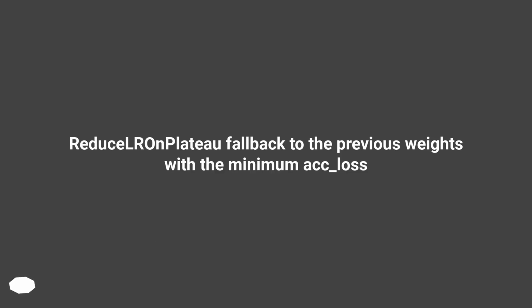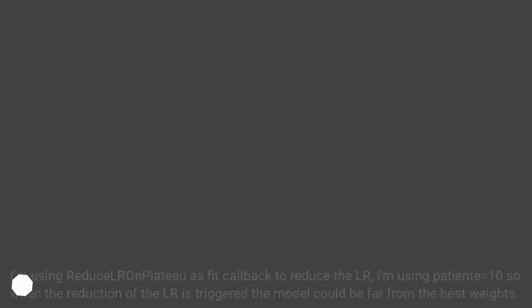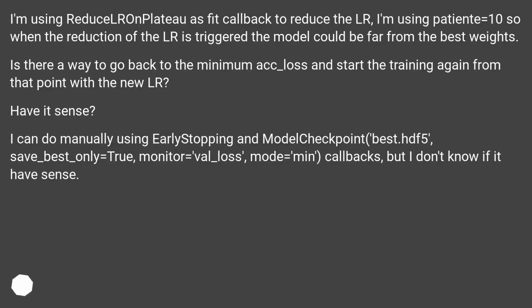ReduceLROnPlateau fall back to the previous weights with the minimum val_loss. I'm using ReduceLROnPlateau as a fit callback to reduce the LR. I'm using patience equals 10, so when the reduction of the LR is triggered, the model could be far from the best weights. Is there a way to go back to the minimum val_loss and start the training again from that point with the new LR?